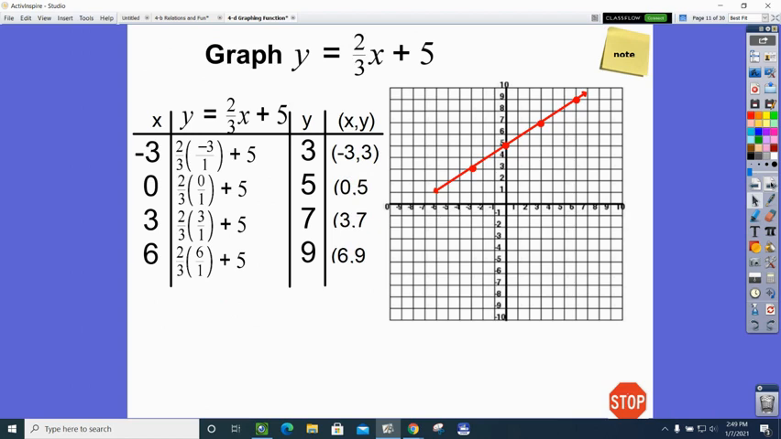So next time I see you, we'll do a reteach and then we'll do some practicing. And before you know it, you will be graphing linear function pros.